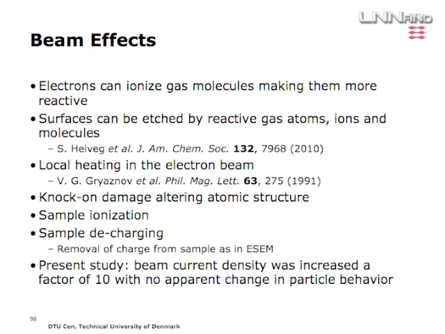There's also knock-on damage, of course, in the atomic structure, and sample ionization due to exposure to the beam.